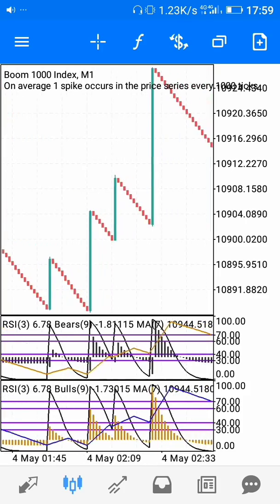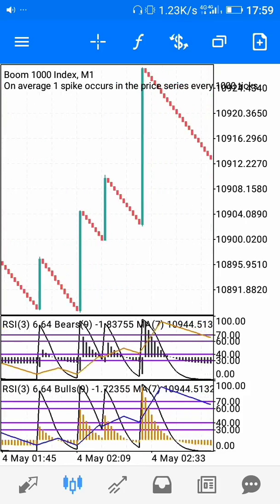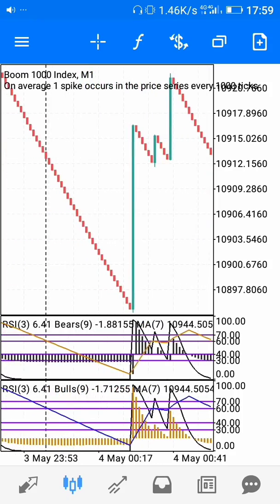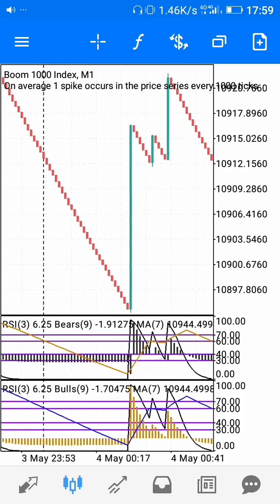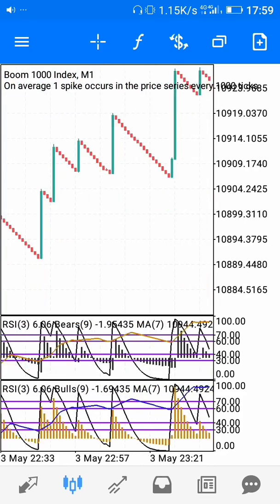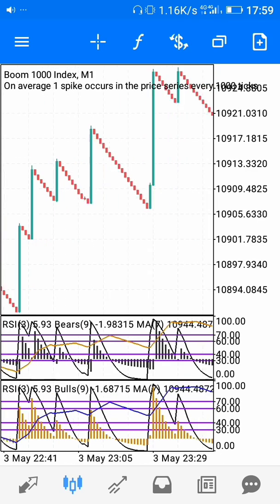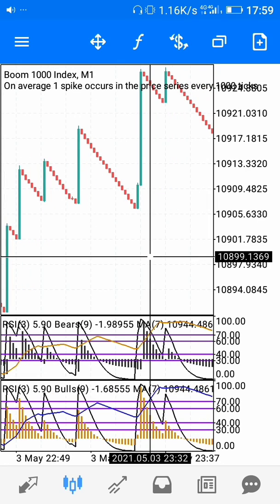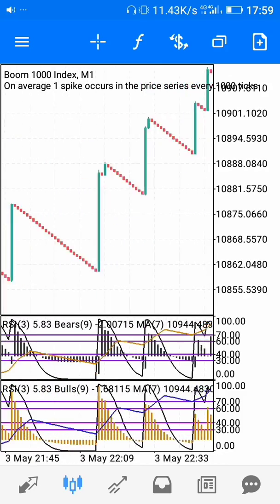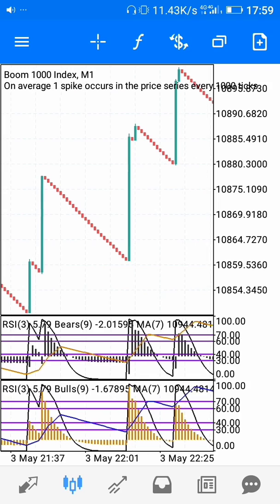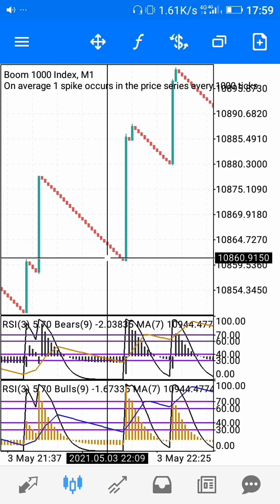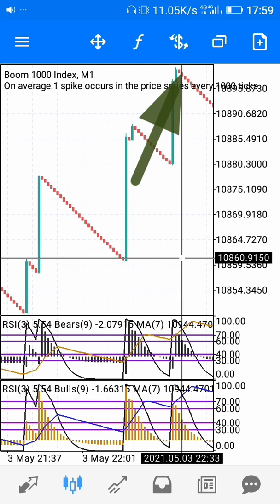Now that's for boom. Okay, now let's backtest a bit to see where the conditions are met, perfectly met. With this strategy you get tired of trading per day because there are numerous entry points. And okay, look at this, this is a perfect entry.